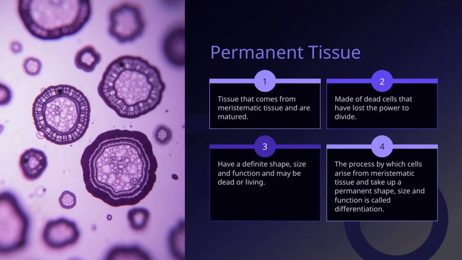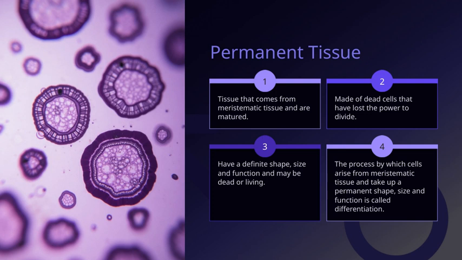Permanent tissue refers to those tissues that originate from meristematic tissue once they have matured. These tissues have a definite shape, size, and function, which means they are specialized for specific roles in the plant. Some of these tissues can be dead, while others remain alive, depending on their function. A key point here is that they are made up of cells that have lost the ability to divide. This is important because it marks a transition from the meristematic, actively dividing cells to more permanent, specialized cells.